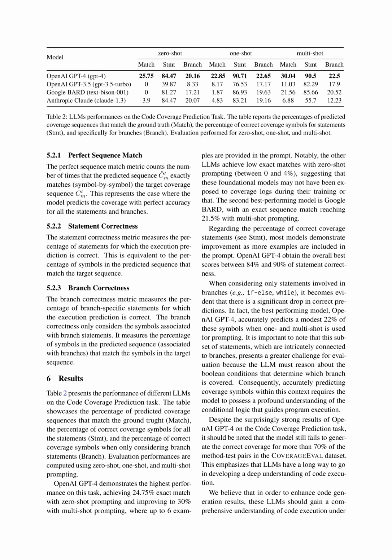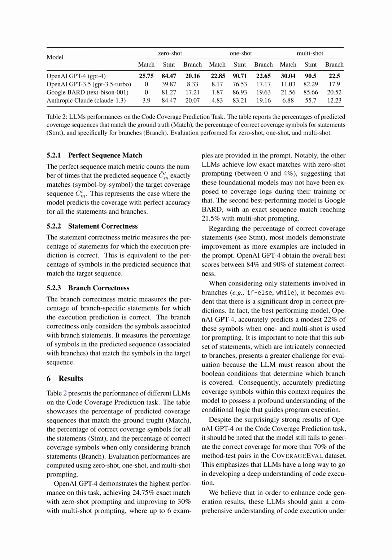We then present the performance of different large language models, LLMs, on the code coverage prediction task. The table shows the percentage of predicted coverage sequences that match the actual coverage, match, the percentage of correct coverage symbols for all statements, STMT, and the percentage of correct coverage symbols for branch statements only, branch. We calculate these performance measures using zero-shot, one-shot, and multi-shot prompting. OpenAI GPT-4 performs best on this task, achieving an exact match of 24.75% with zero-shot prompting and improving to 30% with multi-shot prompting, where up to 6 examples are provided in the prompt.